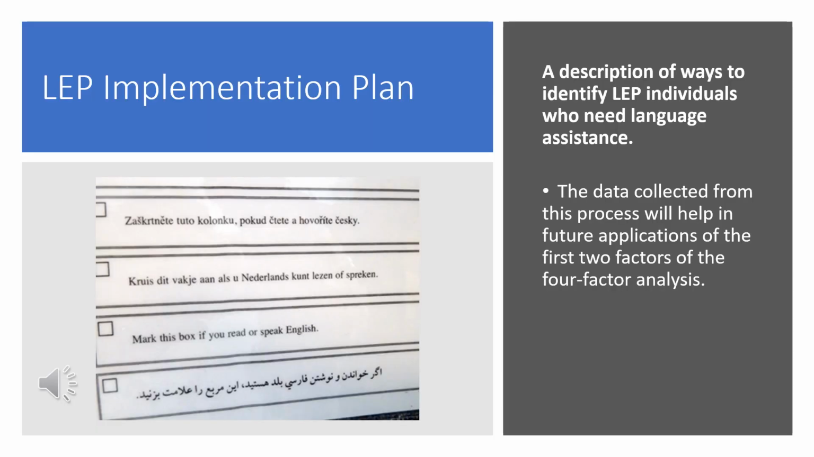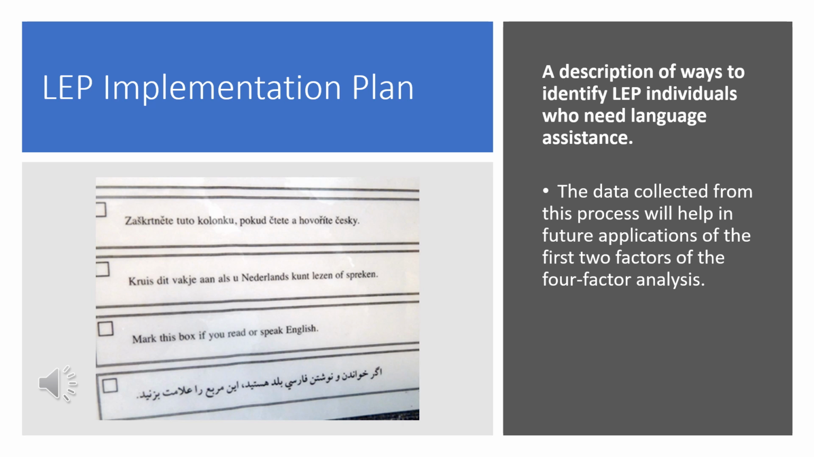An LEP implementation plan should include a description of ways to identify LEP individuals who need language assistance. The data collected from this process will help in future applications of the first two factors of the four-factor analysis. A local agency should develop ways of identifying LEP individuals who need language assistance.